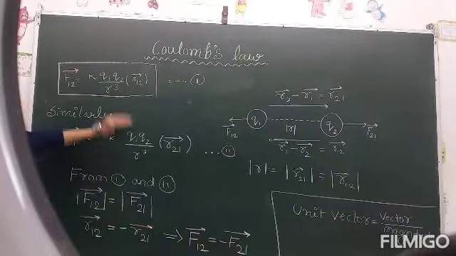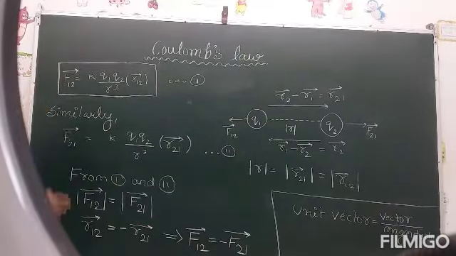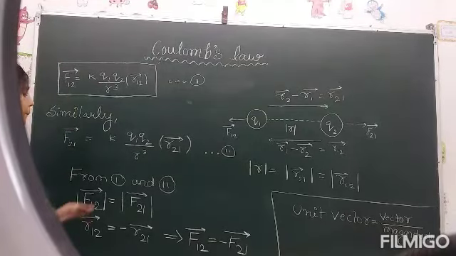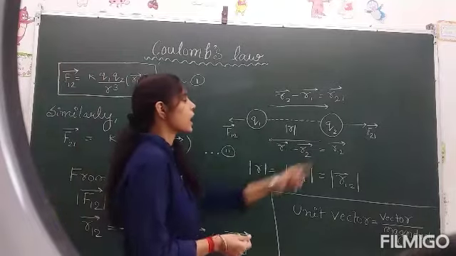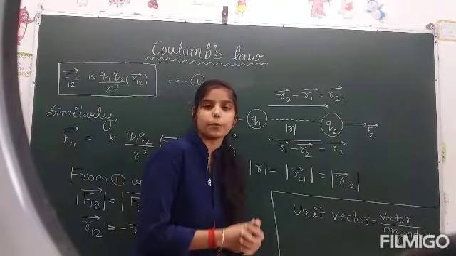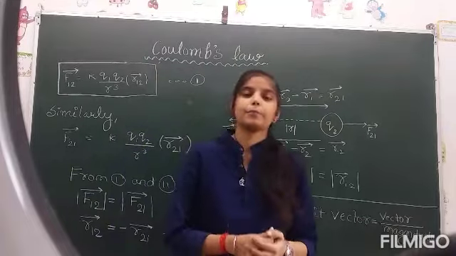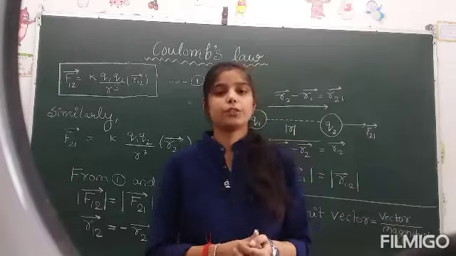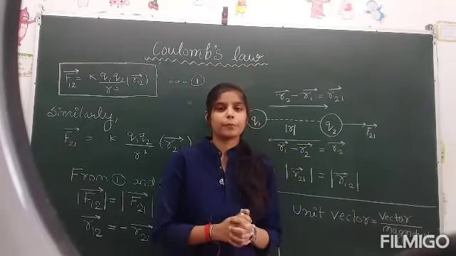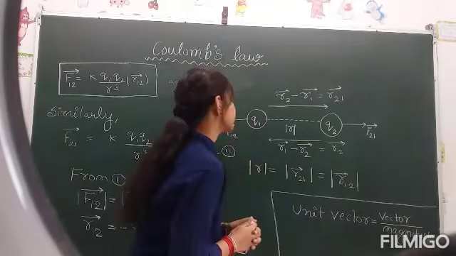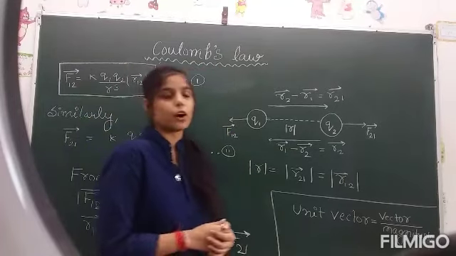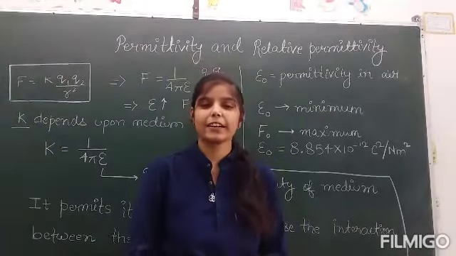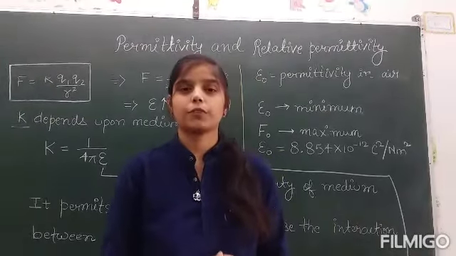So from both these equations we can conclude that the magnitudes of the forces F12 and F21 are equal, but they are opposite in direction because R21 and R12 are opposite to each other. Hence we can say that both these forces form an action-reaction pair and hence they follow Newton's third law. One more important point is that the force always acts along the line joining both the charges.